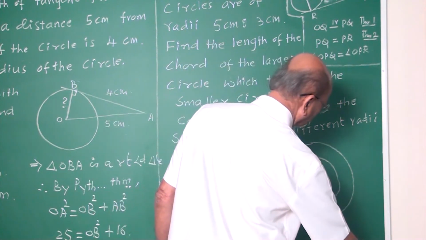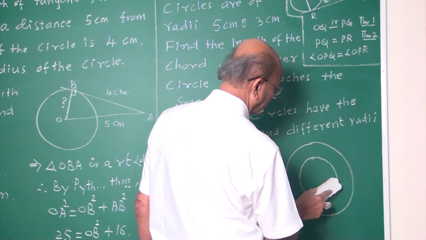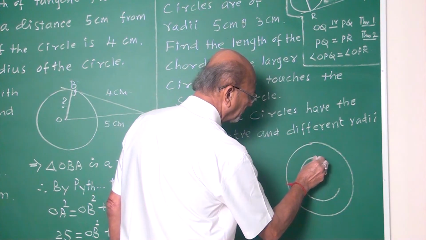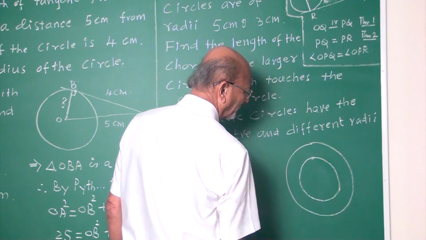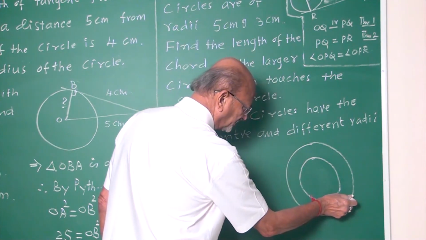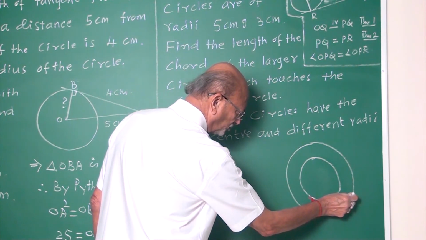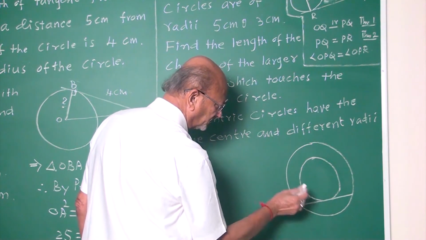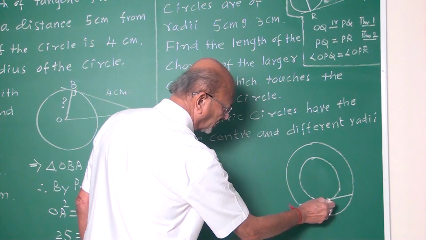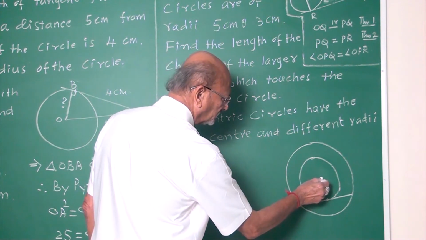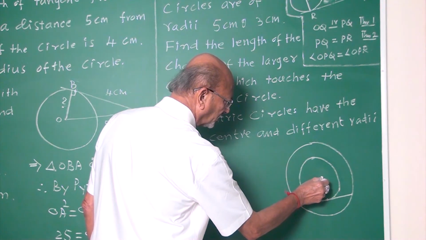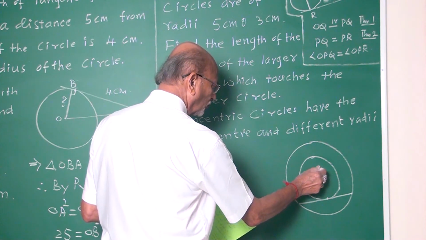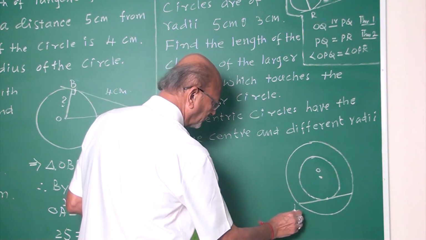This is another circle. Yes. This is the chord where it touches the small circle. This is the chord which touches the small circle. You want to find the length of the chord. This is the center of the circle. Center of the circle is O. This is chord AB.